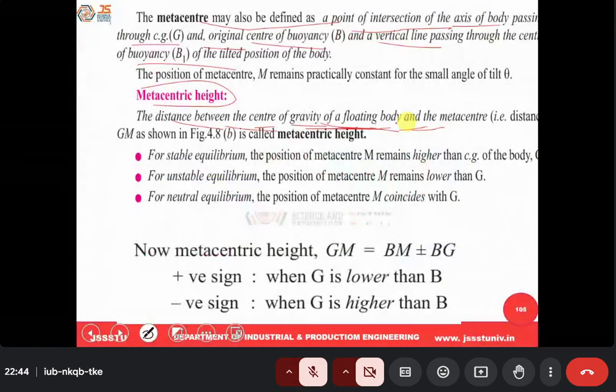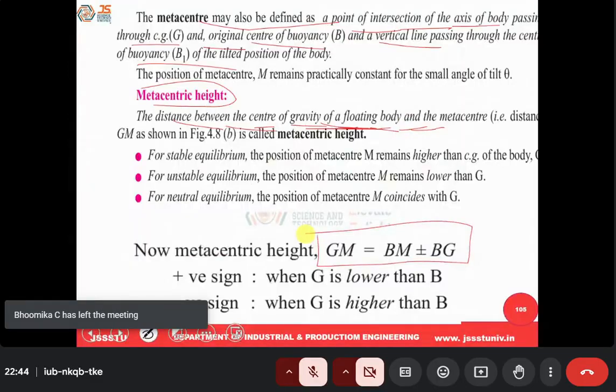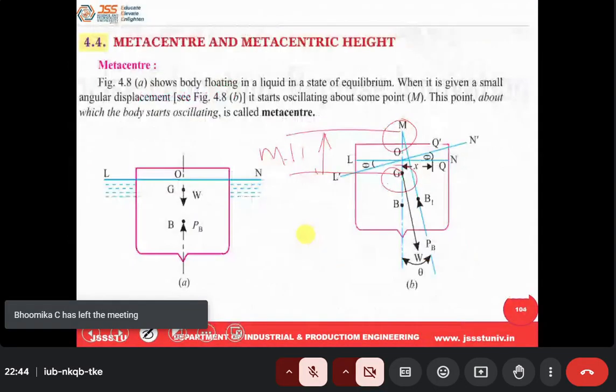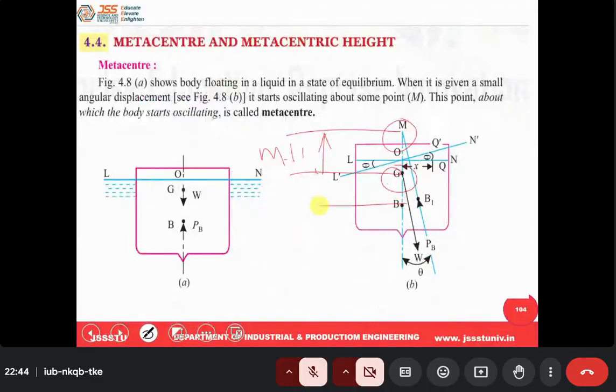ಸೊ ಈ ಮೆಟಾಸೆಂಟ್ರಿಕ್ ಹೈಟ್ ನ ಯಾವ ತರ ಕ್ಯಾಲ್ಕುಲೇಟ್ ಮಾಡ್ತೀವಿ ಅಂದ್ರೆ BM ಪ್ಲಸ್ ಆರ್ ಮೈನಸ್ BG, ಅಂದ್ರೆ B to M. ಇಲ್ಲಿ ಇಷ್ಟೇ ಸಿಂಪಲ್, ಇಲ್ಲೇ ಗೊತ್ತಾಗ್ತಾ ಇದೆಯಲ್ಲ ನಮ್ಗೆ. ಈ GM ಬೇಕು, ಇಲ್ಲಿಂದ ಇಲ್ಲಿಗೆ ಡಿಸ್ಟೆನ್ಸ್ ಮಾಡ್ಬೇಕು ಅಂದ್ರೆ ಏನ್ ಮಾಡ್ಬೇಕು, ಇಲ್ಲಿಂದ ಈ B to M ಇರೋ ಡಿಸ್ಟೆನ್ಸ್ ಇಂದ BG ನ ಮೈನಸ್ ಮಾಡಿದ್ರೆ ವಿ ವಿಲ್ ಗೆಟ್ ಮೆಟಾಸೆಂಟ್ರಿಕ್ ಹೈಟ್.